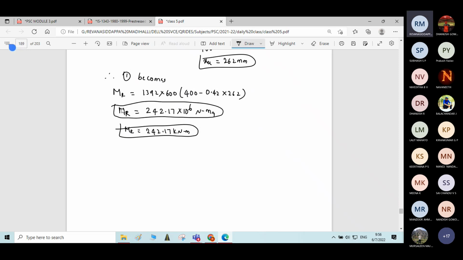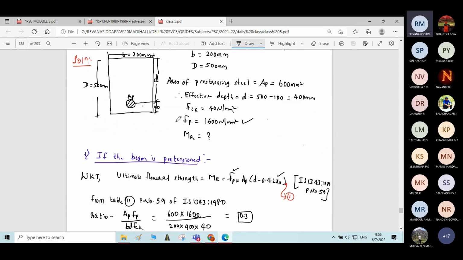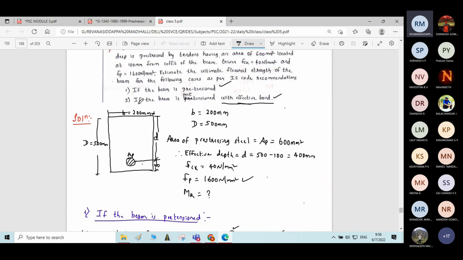This completes the first problem. Any doubts in this problem you can ask at this step. Now we have solved the first question. Now we will solve the second question.